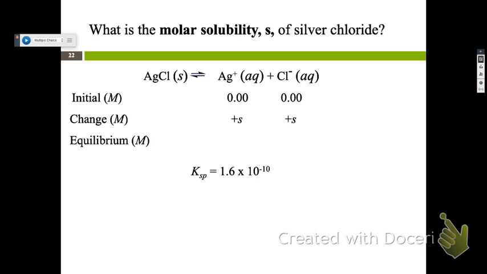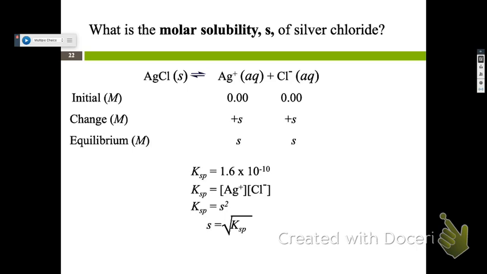Why did I use S instead of X? Solubility. All right. So then, how do we solve for that solubility? Square root of KSP is the solubility. What's going to be different if we have different stoichiometry?